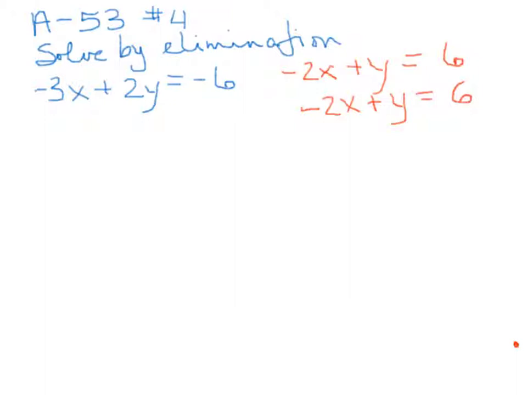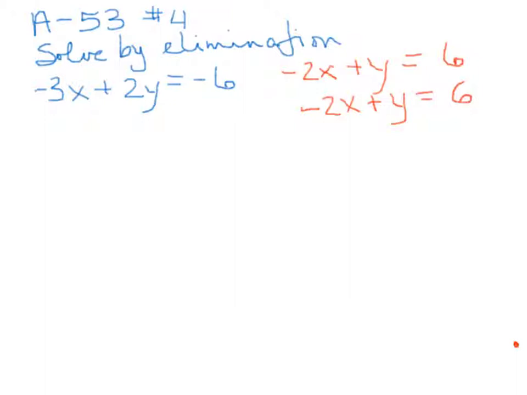Alrighty, I'm going to go ahead and do this problem for you and solve it by elimination. So if I solve this problem by elimination, the first thing I'm going to do is take a look at these, and I have two equations. Negative 3x plus 2y is equal to negative 6, and then the other one is in red, and it's negative 2x plus y is equal to 6.